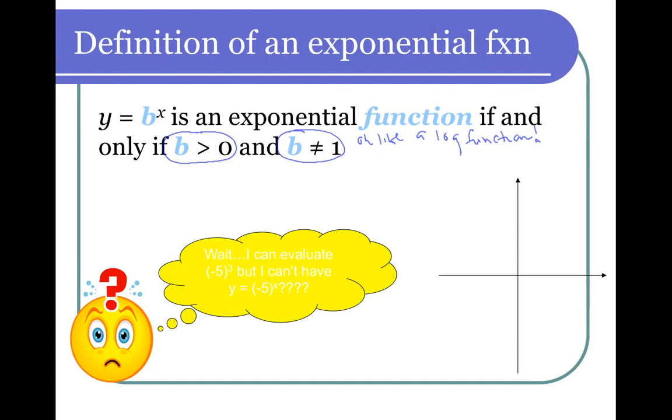Right? So, wow, that is hard to see. Wait, you can evaluate -5 to the power of 3. That is a possible thing to evaluate, right? That's going to give you, what is that, -125, I believe.